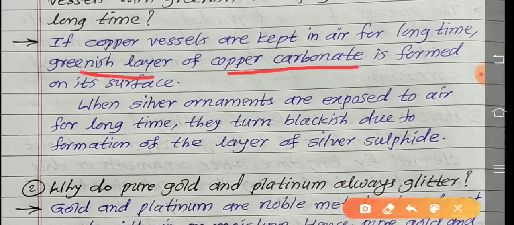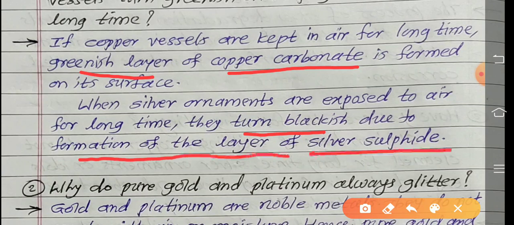Second, when silver ornaments are exposed to air for a long time, they turn blackish due to formation of a layer of silver sulfide. What is formed on it? Silver sulfide is formed on the surface of silver ornaments and they turn blackish.